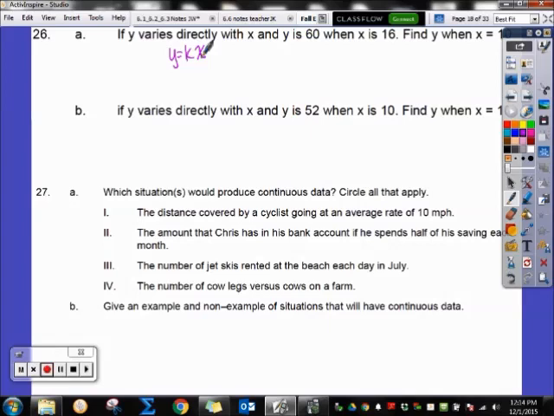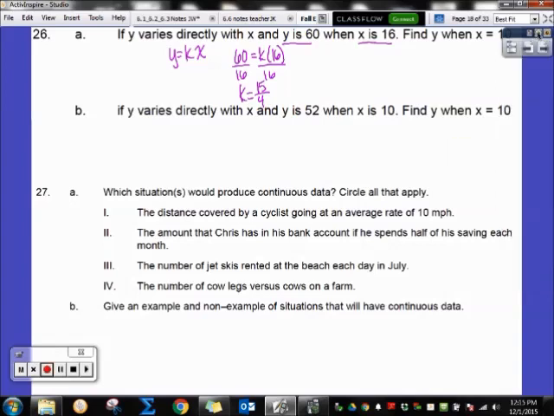Well, then if it gives you y and x, we can plug that in and find k. So we would say 60 equals k times 16. If we divide by 16, k is going to equal, let's see, that would be 30 over 8, 15 over 4 whenever we reduce.